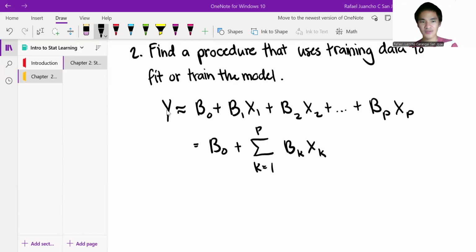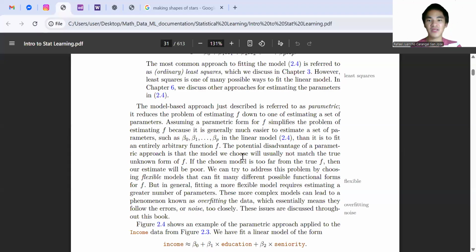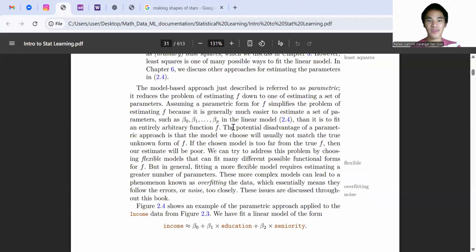Okay, let me go back. So it's more or less just an introduction of how this is going to go. The model-based approach just described is referred to as parametric. The idea is that it reduces the problem of estimating F down to one of estimating a set of parameters. Assuming a parametric form of F simplifies the problem of estimating F, because it is generally much easier to estimate a set of parameters such as B naught to BP in the linear model, right? So it is easier than fitting an entirely arbitrary function F, right?